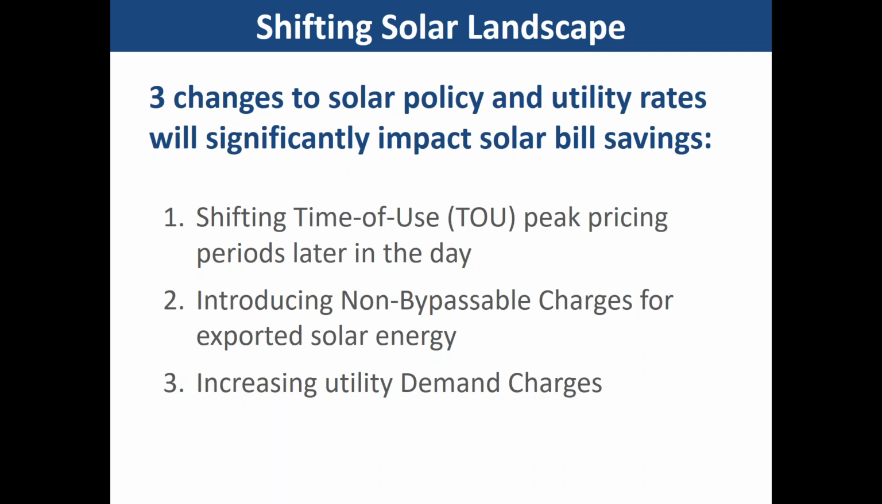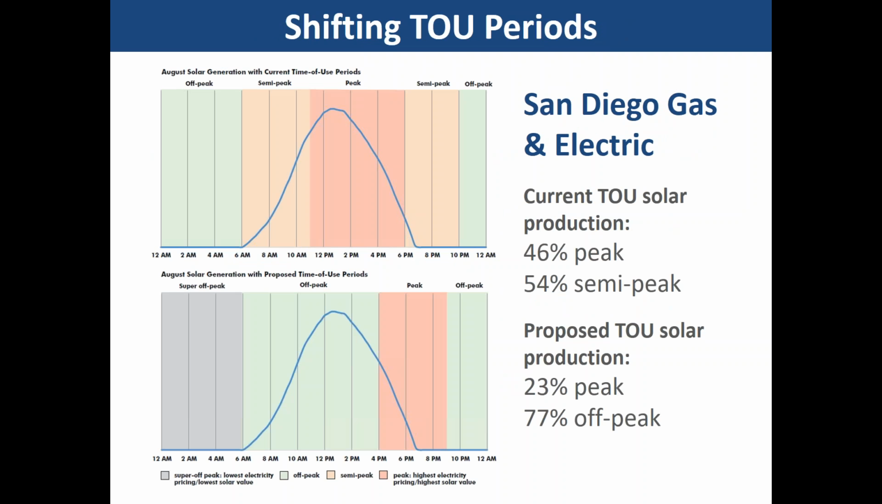So to get into what this actually looks like in the analysis, I just want to give you a picture of what this time of use rate shifting or period shifting looks like. So these are two graphs here. The first graph on the top shows what the current time of use peak periods, different rate periods, are for San Diego Gas and Electric. The bottom graph shows the proposed change in the peak pricing periods, and the blue line on both of them is the same line. That shows the typical solar generation for an August day.